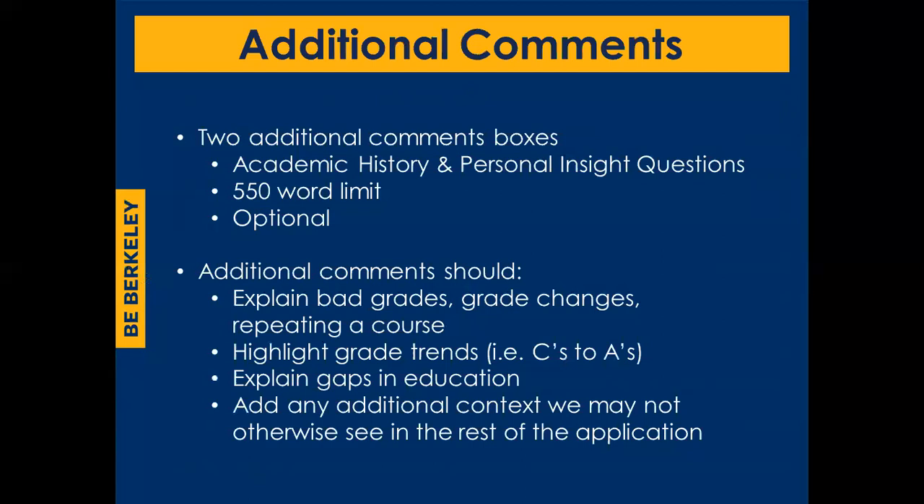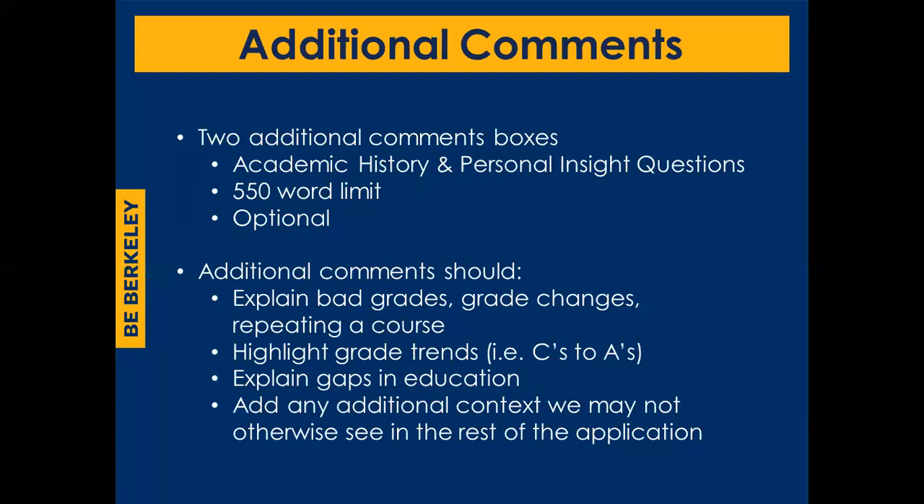So for example, in the academic history section, students oftentimes want to explain bad grades, or they want to explain grade changes, or why they may have had to repeat a course, right? They may explain why they received all A's for their entire career, but one semester they got a course full of C's. And it may be that something happened that semester to that student, whether it was a personal matter, a financial matter, something that was traumatic, whatever the case may be. Giving us that context to understand why maybe the student didn't perform as well as they did in all of the other terms is absolutely helpful.